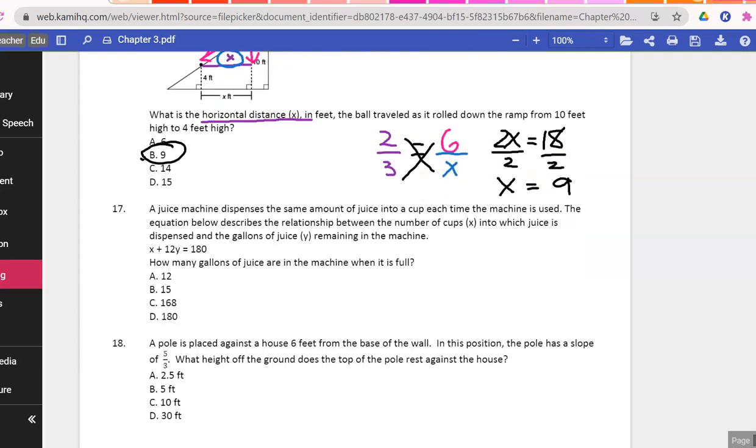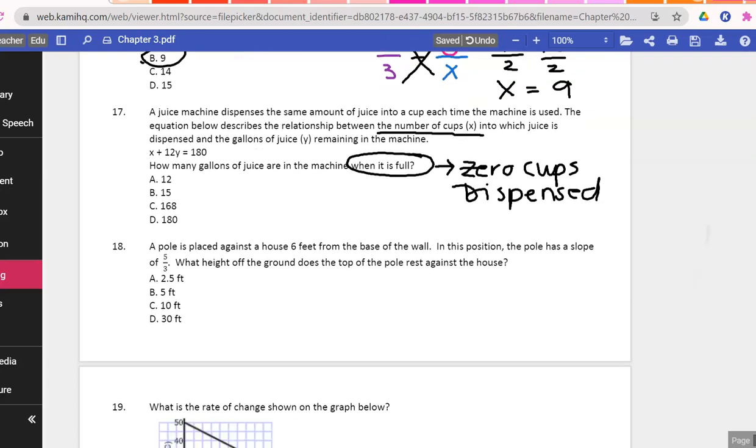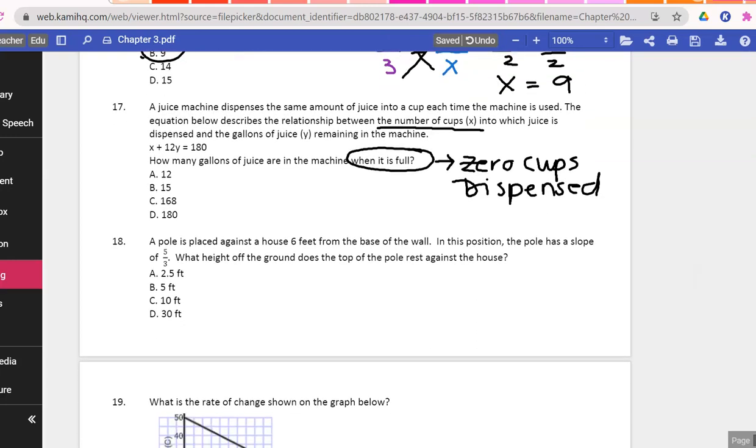17 you're going to do on your own, but I do have a hint for you here. So when it's full, meaning 0 cups dispensed. And underline that. So that might just help you when you do number 17 on your own. 18 we are going to do together.